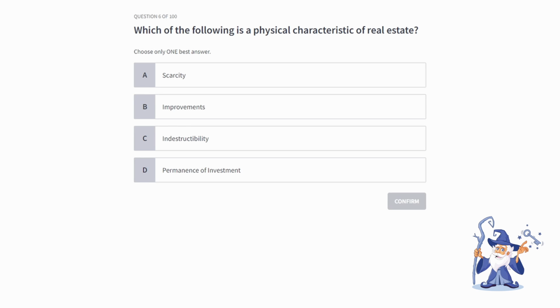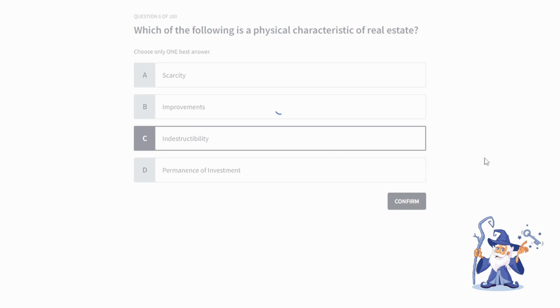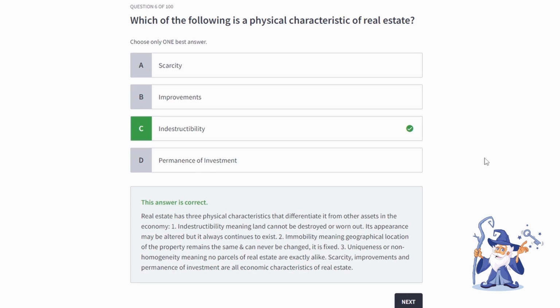Okay, so hopefully you guys came up with your answer. What is the correct answer for this one? Well, it's going to be C, indestructibility. So this kind of comes up, what I was just talking about in terms of, again, most forms of real estate, the real estate part is going to be indestructible.